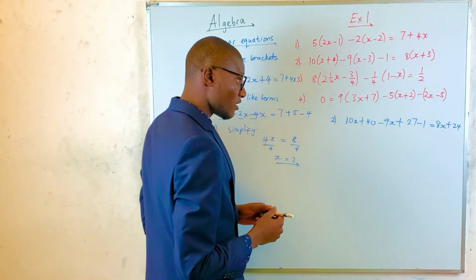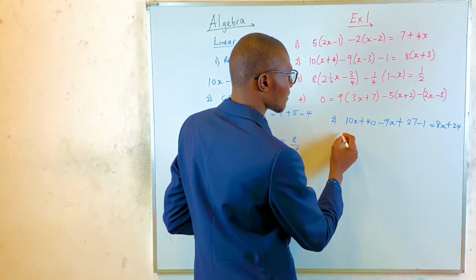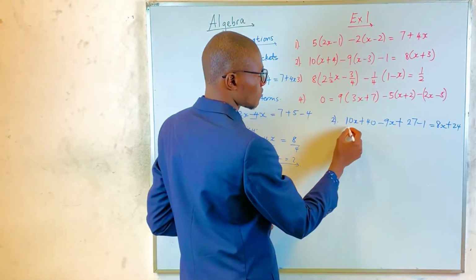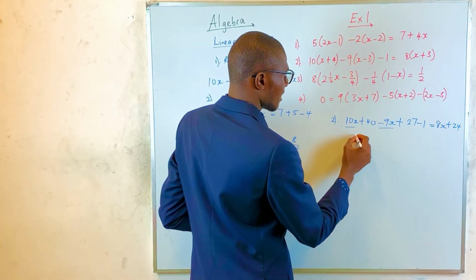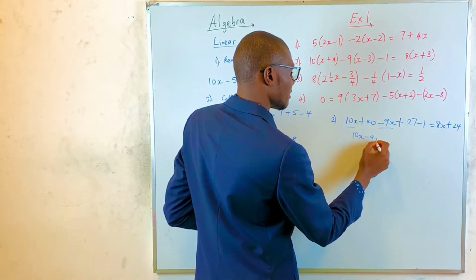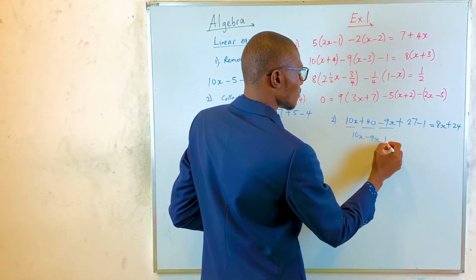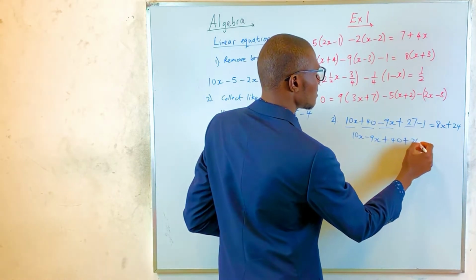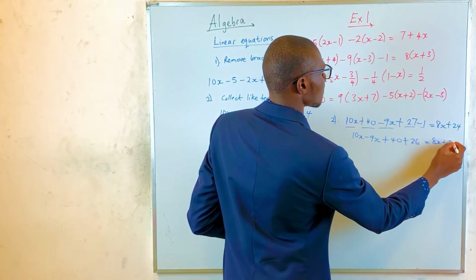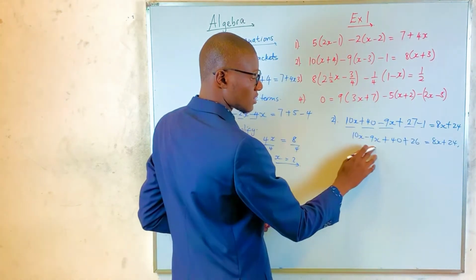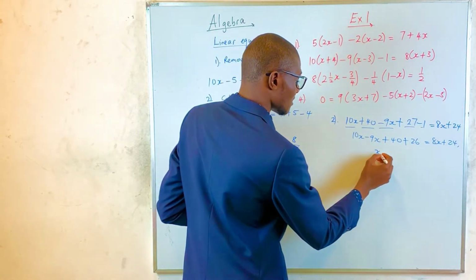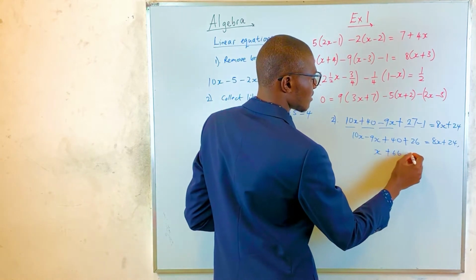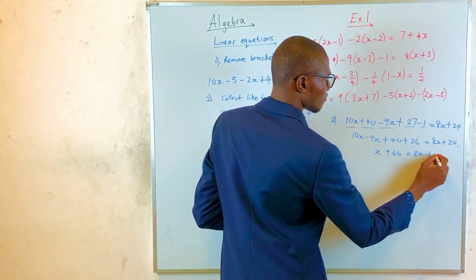Now if we collect like terms, or maybe let's say simplify it. So 10x minus 9x, then plus 40, this is 27 minus 1 is plus 26. This is equal to 8x plus 24. So this 10x minus 9x, that will give us an x. Then 40 plus 26, that will give us a 66. This is equal to 8x plus 24.